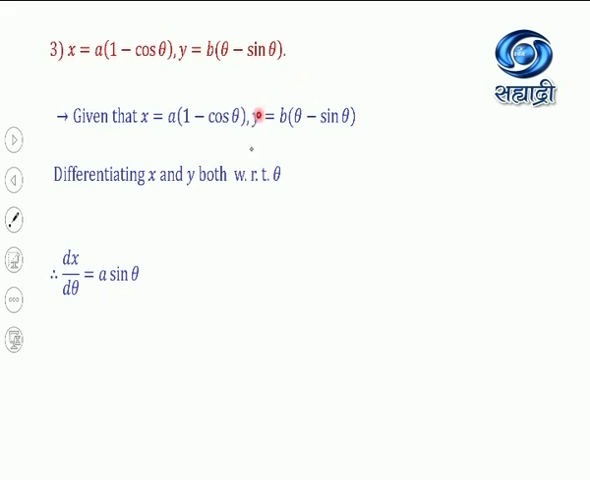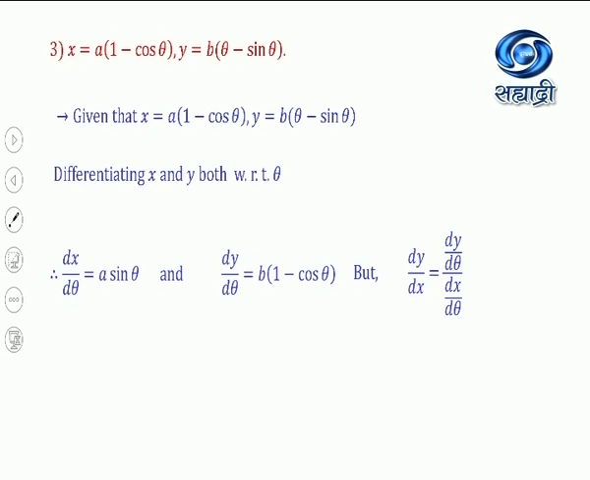And now we consider the derivative of y, that is dy by d theta equal to d by d theta of b into theta minus sin theta, that is equal to, here b is constant and can be taken out. The derivative of theta with respect to theta is 1 and the derivative of sin theta is cos theta, minus sign remains the same. Now dy by dx equal to, again by using the formula, dy by d theta upon dx by d theta.